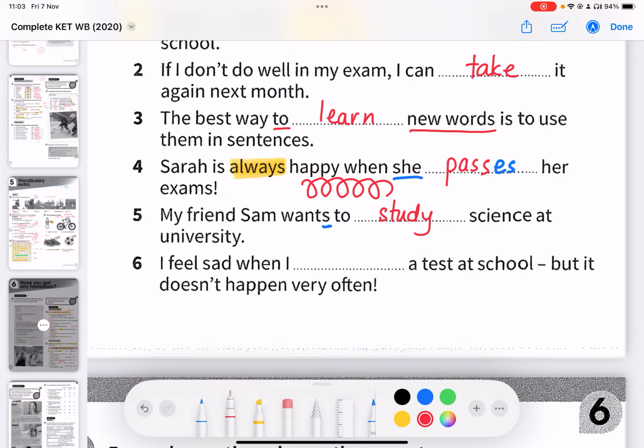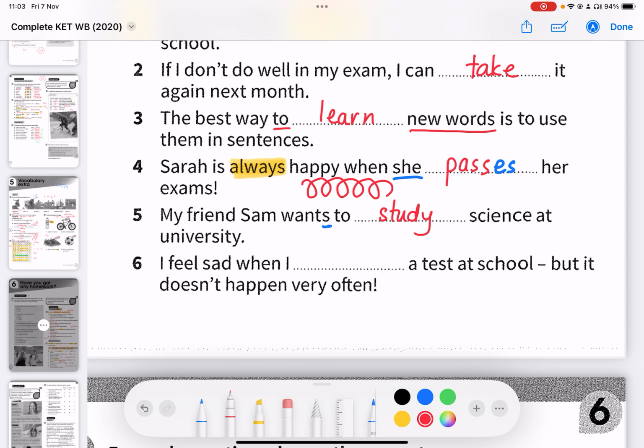Now, last one. So last one, I'm not going to show you the verbs, and let's see if you can give me the answer without looking at the verbs. I feel sad when I blank a test at school, but it doesn't happen very often. Tôi cảm thấy buồn khi tôi blank a test at school. When do you feel sad? That has something to do with a test, a score.